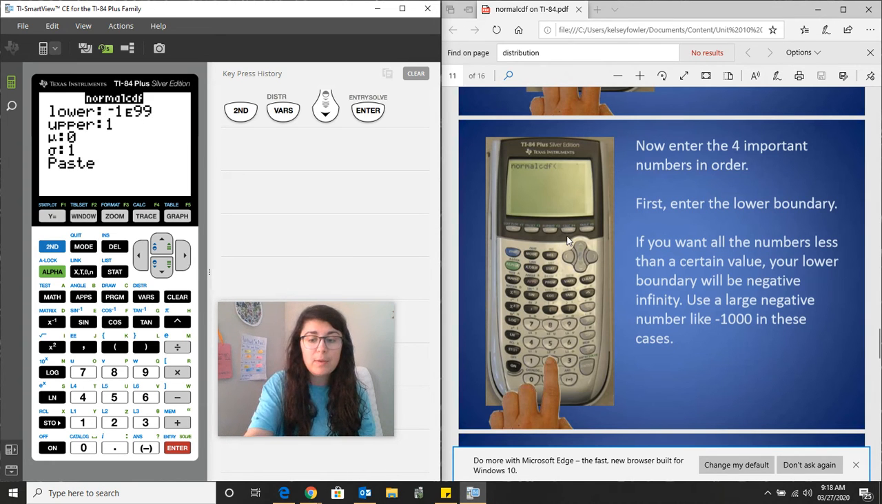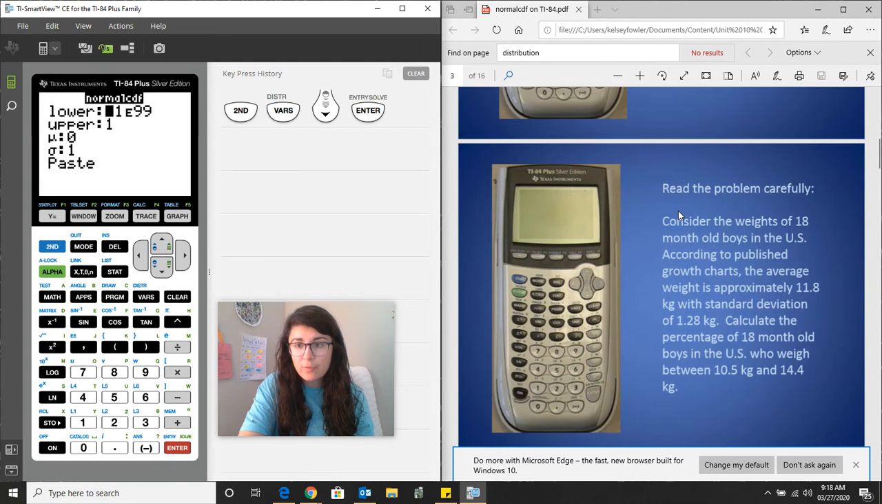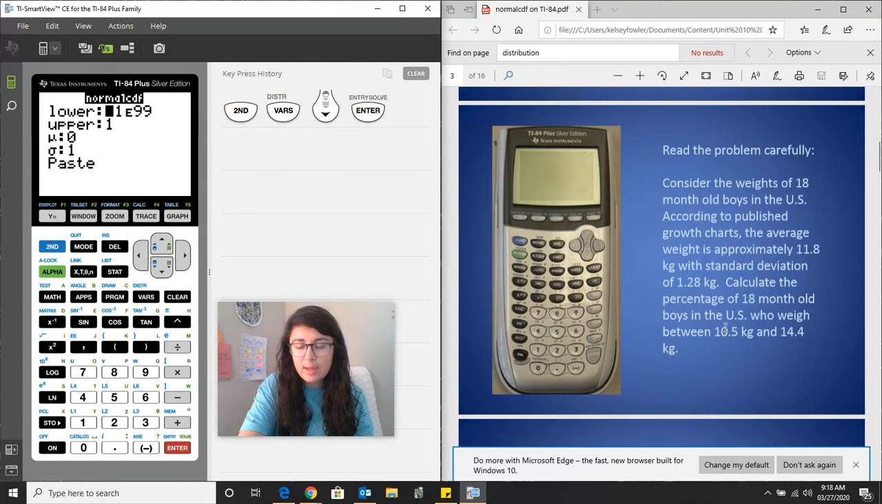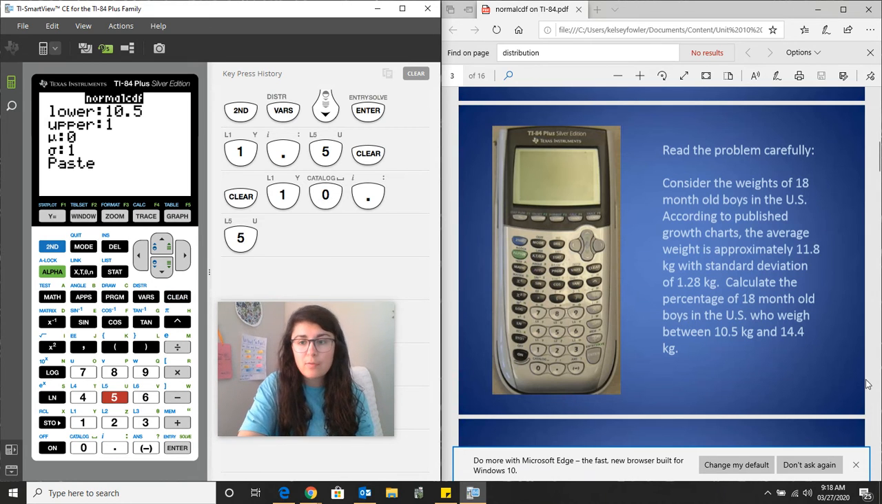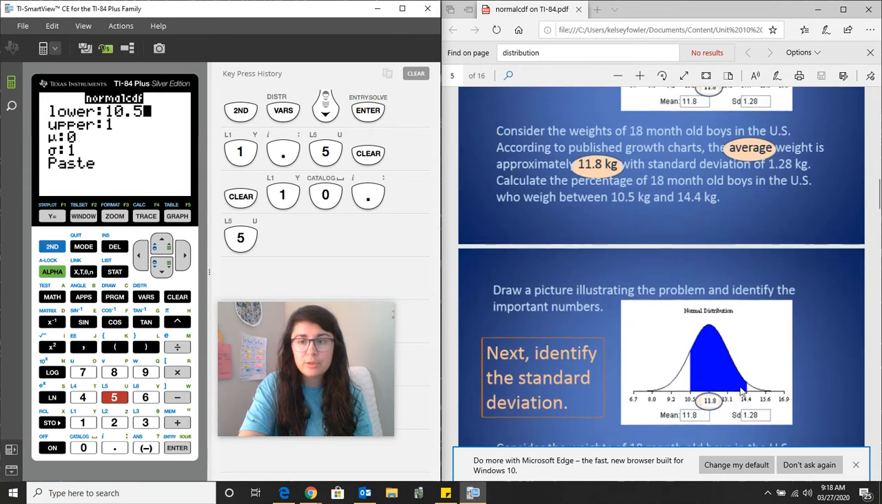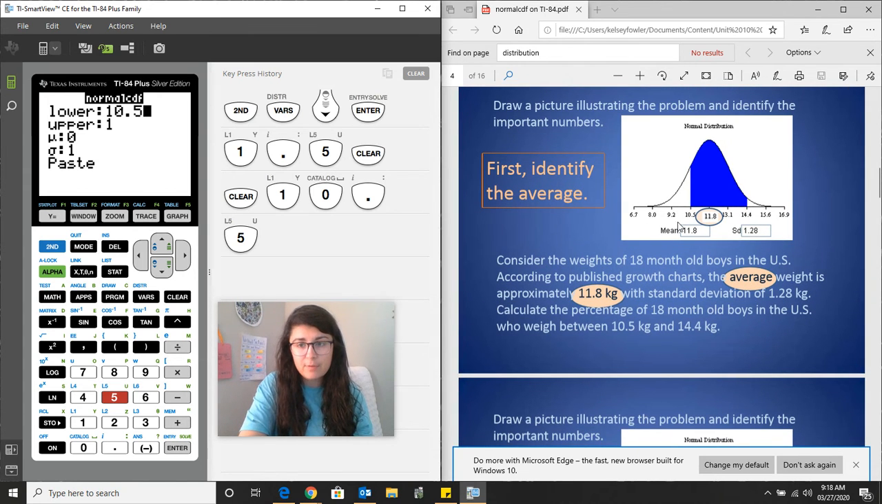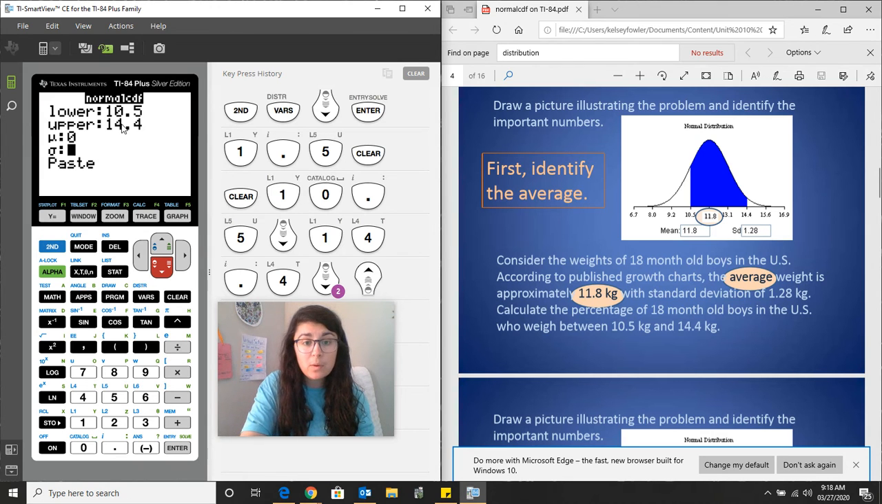In our story, I believe it was 10.4 for the kids' smaller end of the weight. Oh, sorry, 10.5. That is the lower boundary of what I need for this blue area here. The upper boundary of the blue area, so we're setting our limits, our boundaries, is 14.4. So I'm going to go to the next section, 14.4. What's the mean for my data set? 0 and 1 are sometimes what your mean are, but here we have a mean of 11.8 and we have a standard deviation of 1.28.